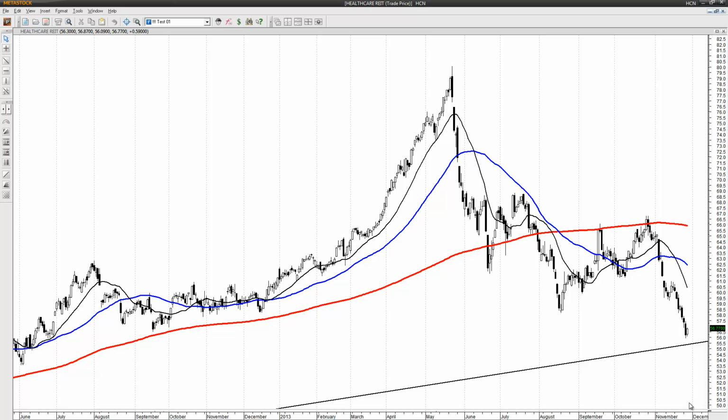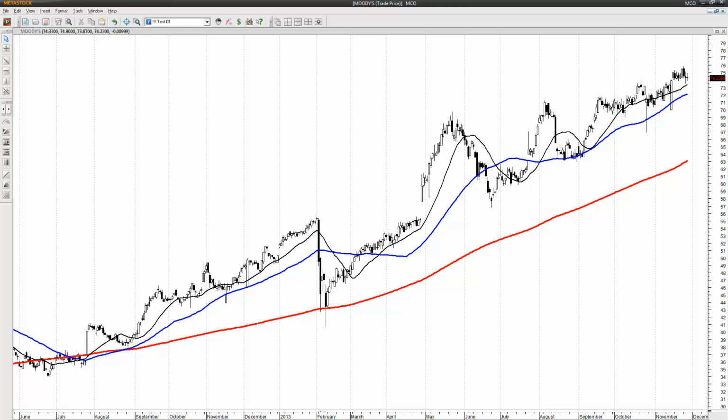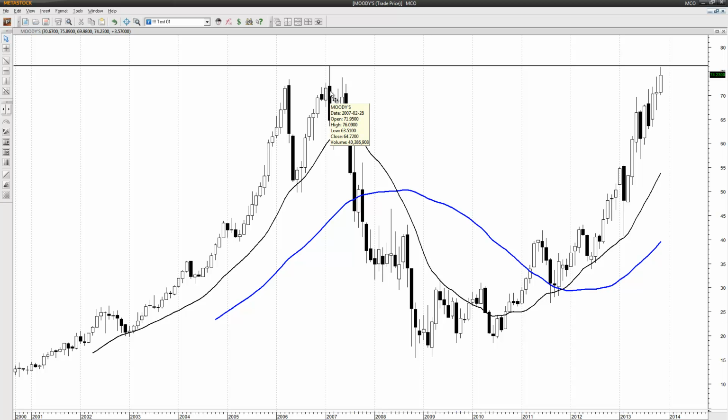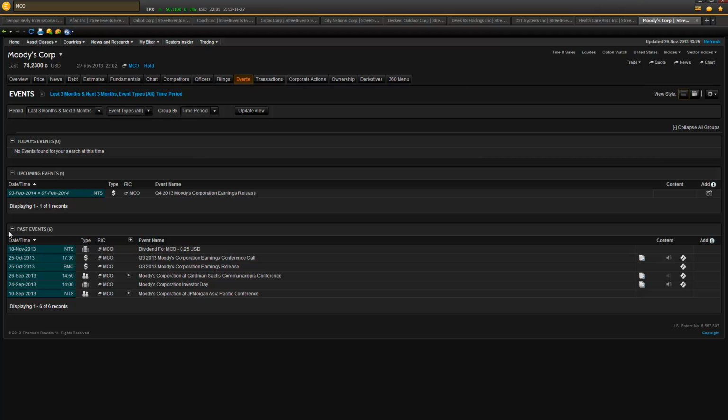Okay. Take a look at the next chart. That's the last chart. It's Moody's. It's easy to show if you have it. And I use this high peak from 07, and the print is 76.09. Check for earnings from Moody's. No earnings from Moody's.